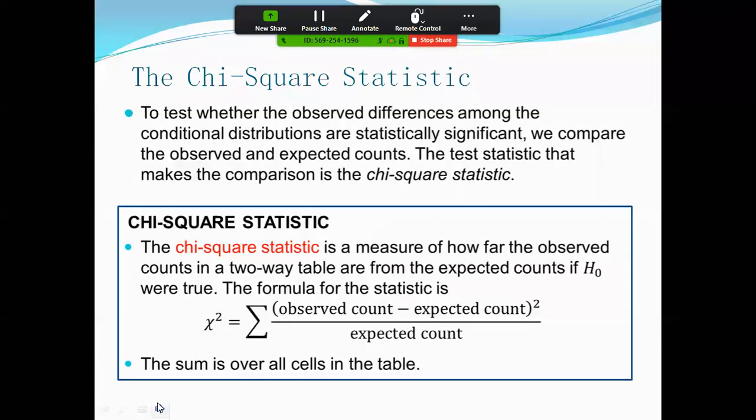So it's kind of like the residuals from way back. We take the observed count from the cell minus the expected count we thought we should have for the cell. So if it was 5%, we expect 5% of people to be there. So we take the observed count minus the expected count, square that for each cell, and divide by the expected count.